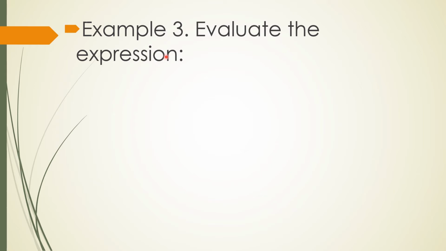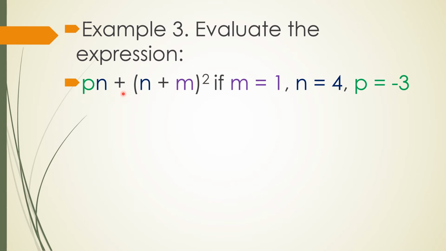Now let us take example number 3. Evaluate the expression Pn plus quantity n plus m squared if m equals 1, n equals 4, and p equals negative 3. Again, substitute the values of m, n, and p to all the given expression. So, substitute the value, syempre, papalitan natin si p ng negative 3, si n ng 4, at si m ng 1. So, we have now negative 3 times 4 plus quantity 4 plus 1 squared.